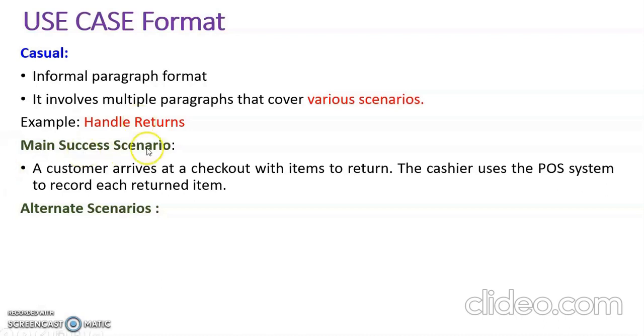So the main success scenario here is a customer arrives at the checkout with the items to return, with the purchased item which is not satisfactory for him. He is coming at the checkout with the items to return. The cashier uses the same POS system to record each returned item by scanning the same item identifier. So our inventory will be updated. So this is the main success scenario of handle returns.